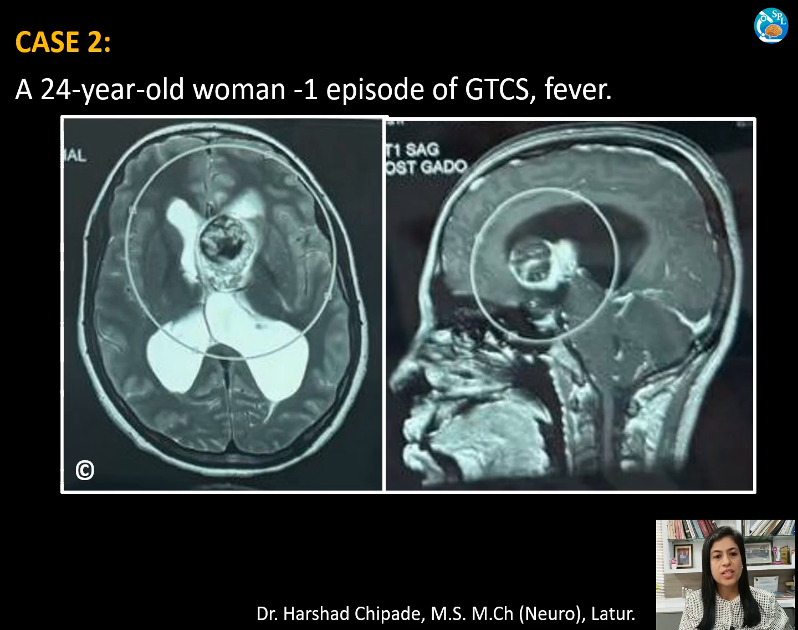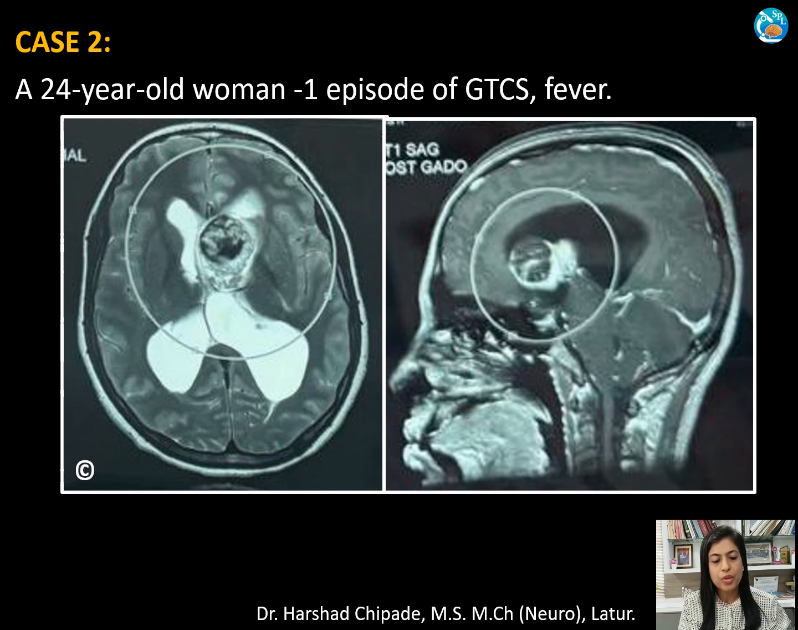Case 2 is a 24-year-old lady who presented with one episode of seizures. This case was operated by Dr. Harshad Chipre from Latur. The MRI revealed a well-encapsulated, predominantly solid tumor that measured 4.2 by 3.3 by 3.2 centimeters near the foramen of Monro, closely abutting the subependymal margin of the frontal horn of the lateral ventricle.